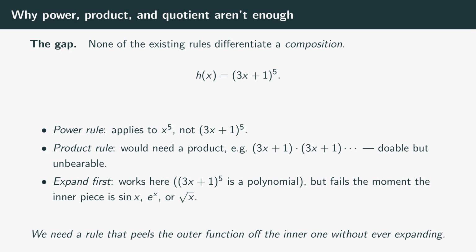The product rule could be made to work in principle: write the function as 3x plus 1 times itself 5 times. Then apply the product rule 4 times. It works. It is also miserable, and it scales horribly.